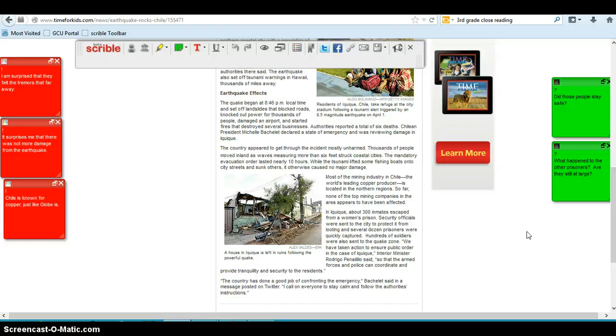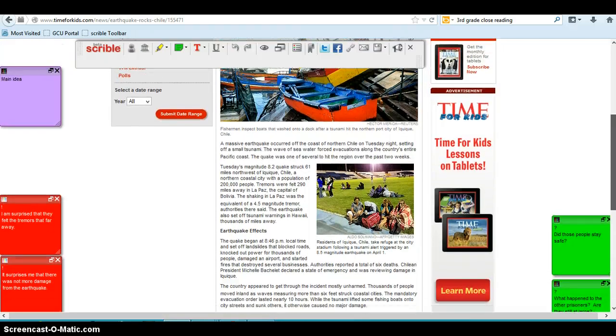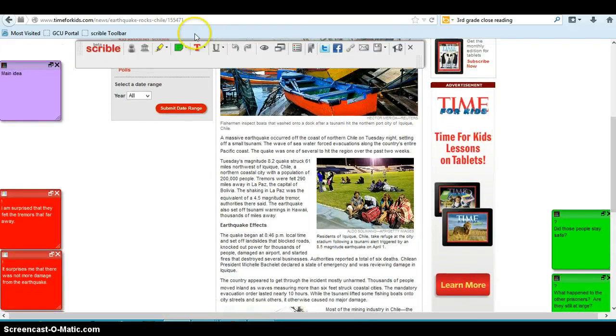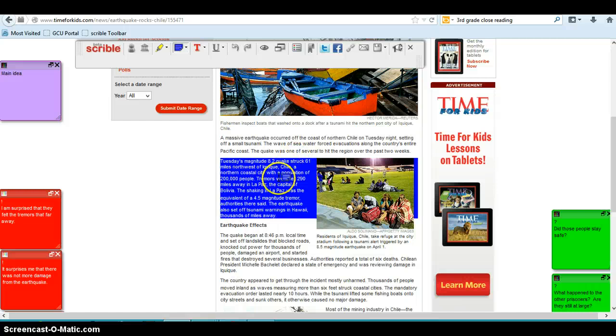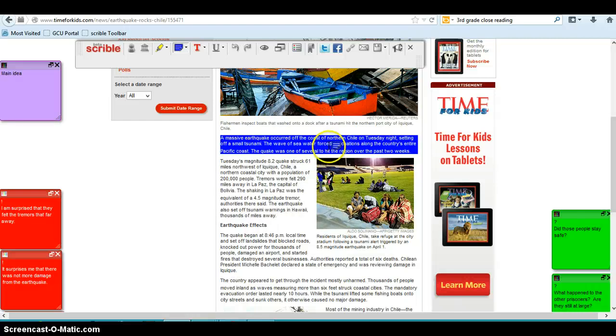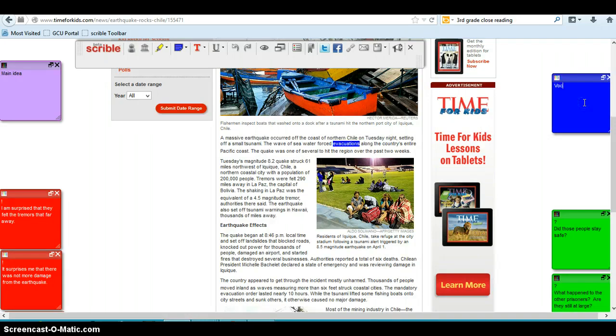Now I'm ready to look for vocabulary. Some unfamiliar words that I saw as I was reading. I know that there were some. Evacuations. Now that is a word that I will look up. I can infer what that might mean, but that might be one that we look up. Where was that word? Evacuations. There it is. Vocab. Evacuations.